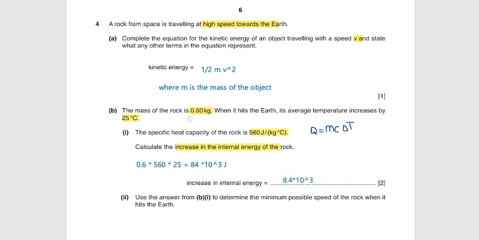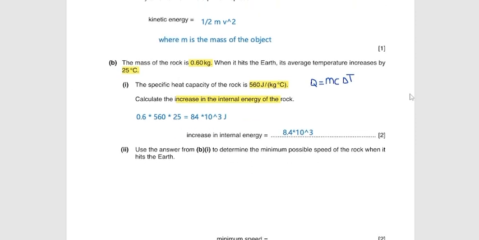Then you have the second part that says use the answer from B1 to determine the minimum possible speed of the rock when it hits the earth. Now there are two things. We have to use Q and we have to find the speed, and they've given us two formulas, so we have to somehow use these two formulas. Initially when the object was moving, which is represented by 1 by 2 mv square, what is the speed when it hits the earth?